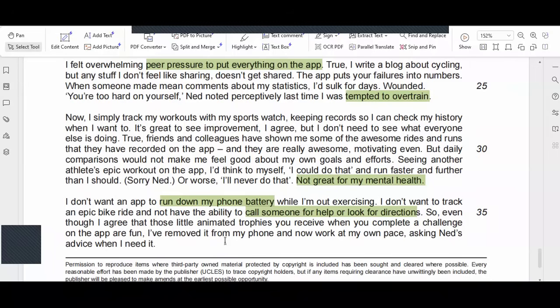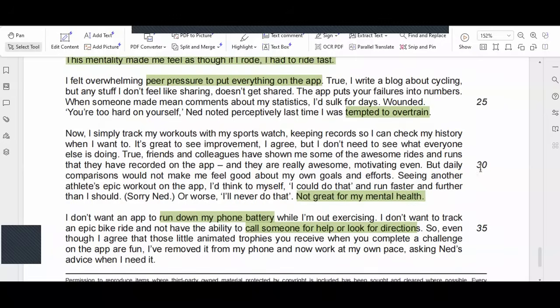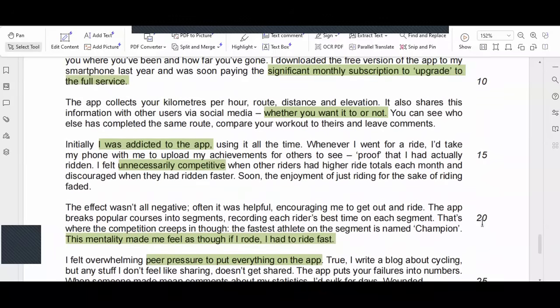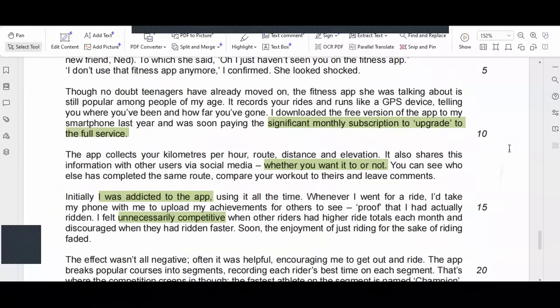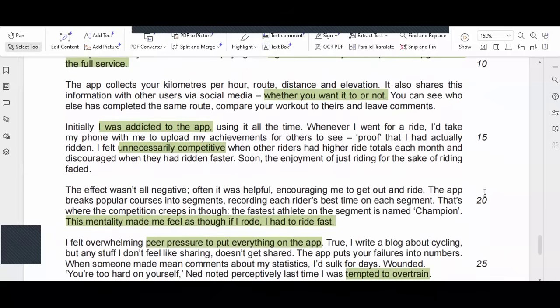So, even though I agree that these little animated trophies you receive when you complete a challenge on the app are fun, I have removed it from my phone and now work at my own pace, asking Ned's advice whenever I need it. So far, this is how the second step is going to be completed. We have read the text and we have taken out the disadvantages. So now the third step starts, which is to organize the particular information that you have taken out.